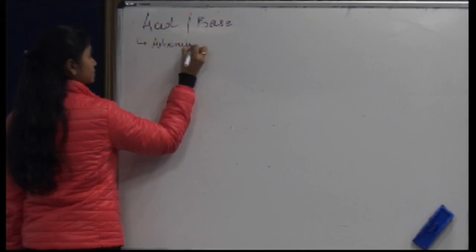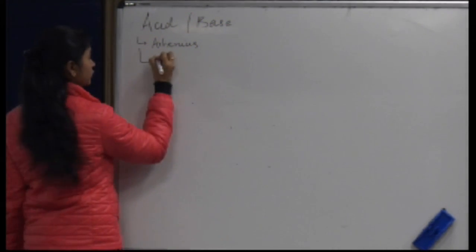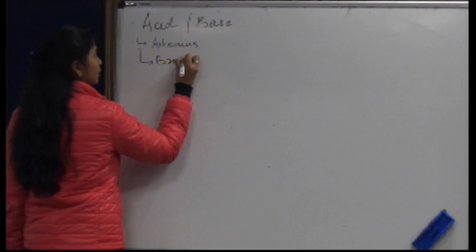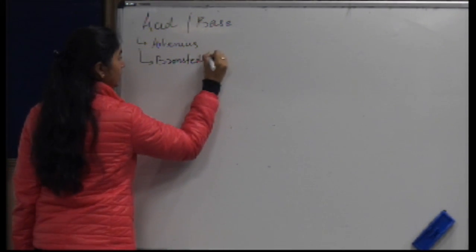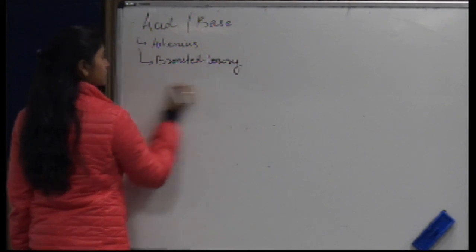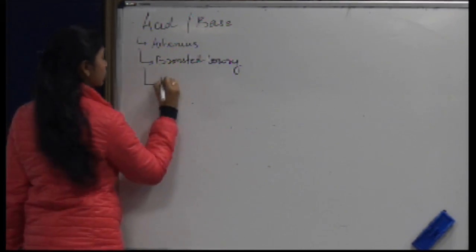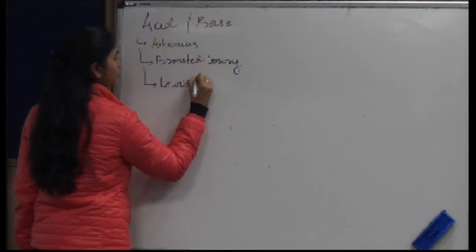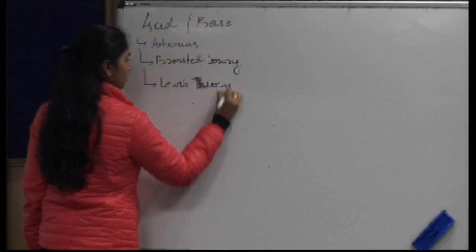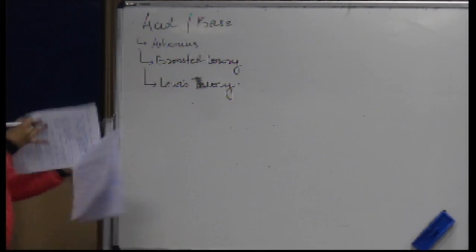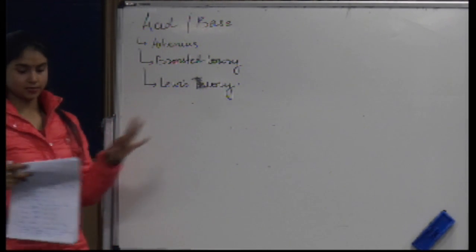Arrhenius concept of acids and bases, which was later further revised or renewed by the Bronsted and Lowry theory of acids and bases, and this was again revised by the Lewis theory of acids and bases. Okay, so we'll start with the Arrhenius concept of acids and bases.